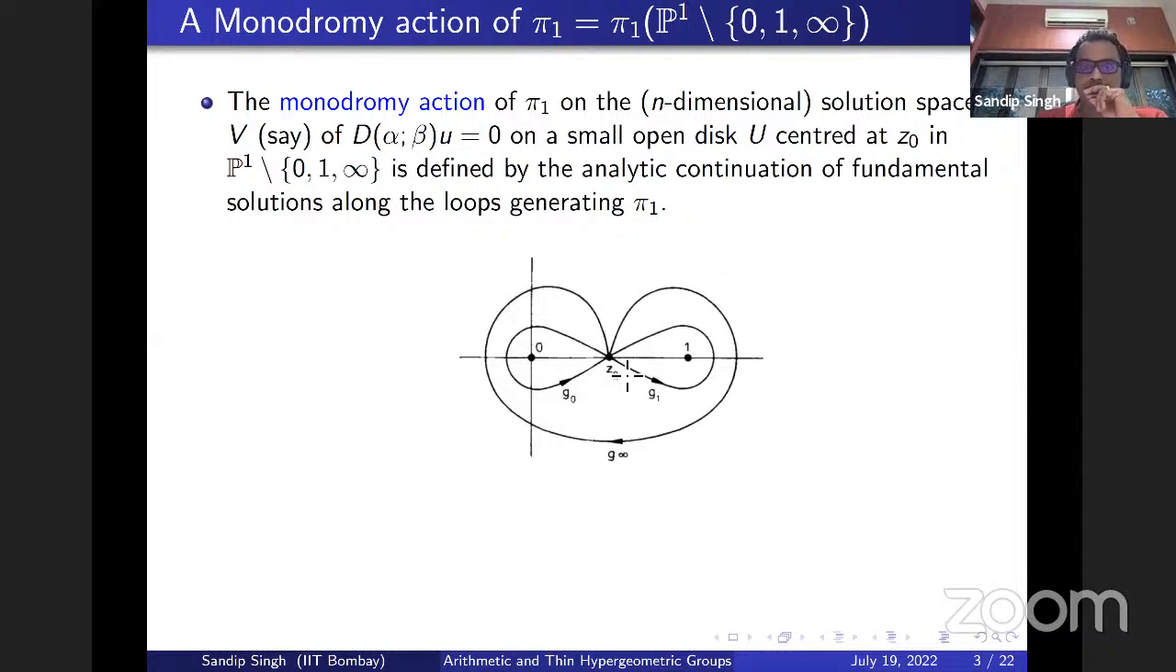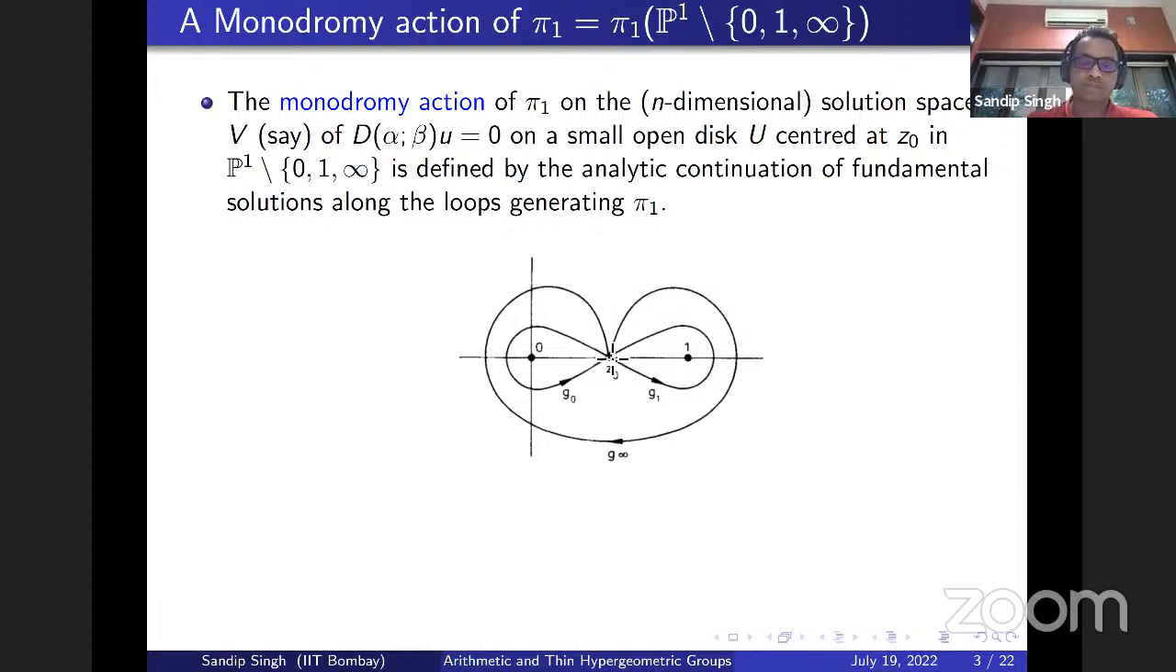So basically, you get a disk centered at z0 of small radius U, where the differential equation of degree n is a regular equation on that U. Therefore, the solution space of that equation is n-dimensional. So you can fix a basis containing n linearly independent analytic functions, right?